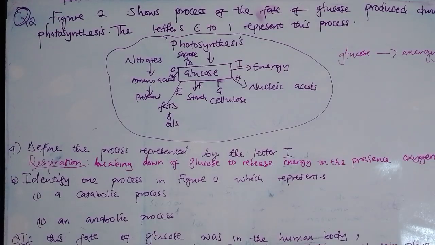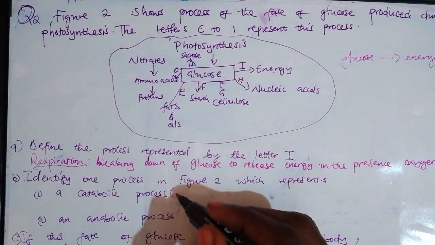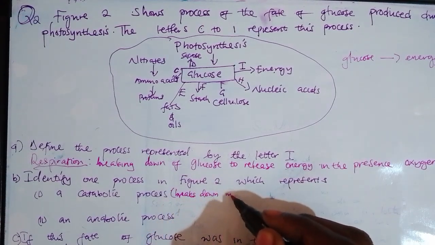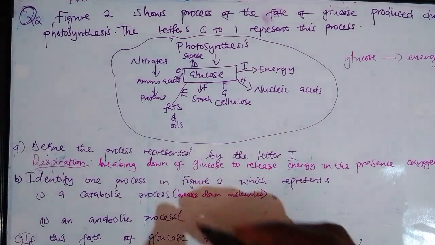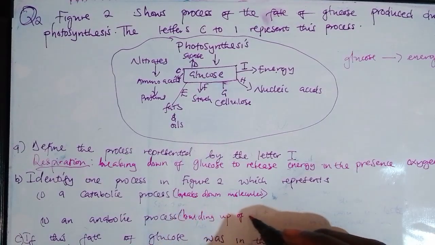a catabolic process and an anabolic process. So before you start identifying the processes, first you have to identify what catabolic means, what anabolic means. When they say a catabolic process, this is just a process which breaks down molecules. Then when they talk about anabolic, this is the building up of molecules.